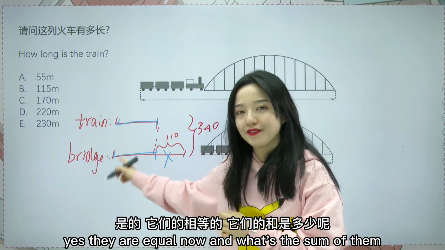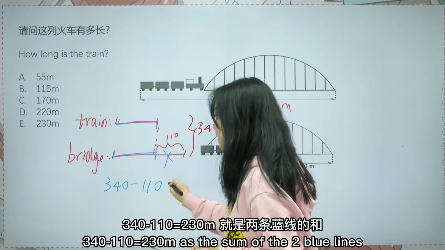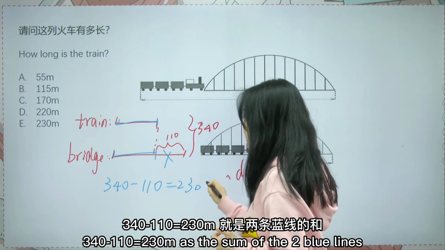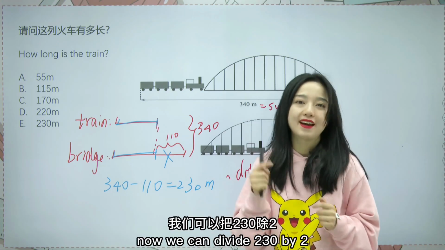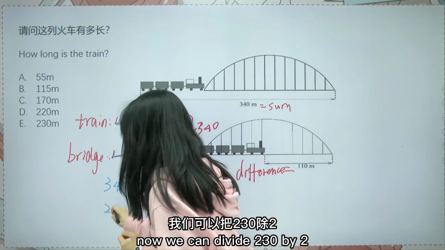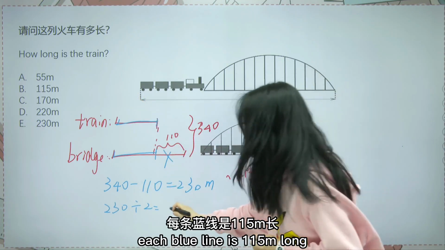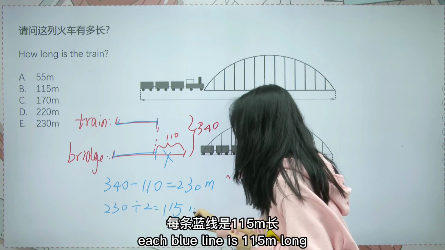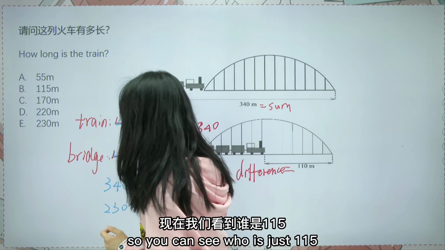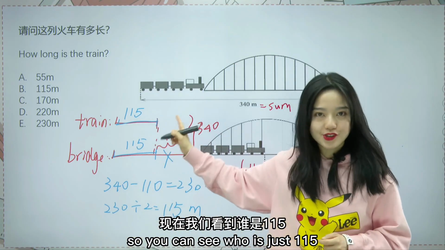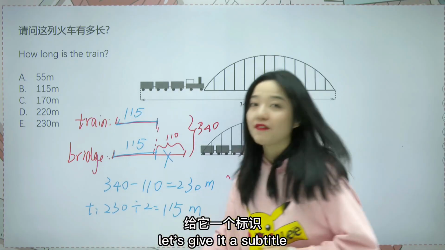And what's the sum of them? 340 minus 110 equals 230 meters as the sum of the two blue lines. To find each, now we can divide 230 by 2. So each blue line is 115 meters long. Now let's mark 115 in this picture. So you can see who is just 115? The train. Let's give it a subtitle.